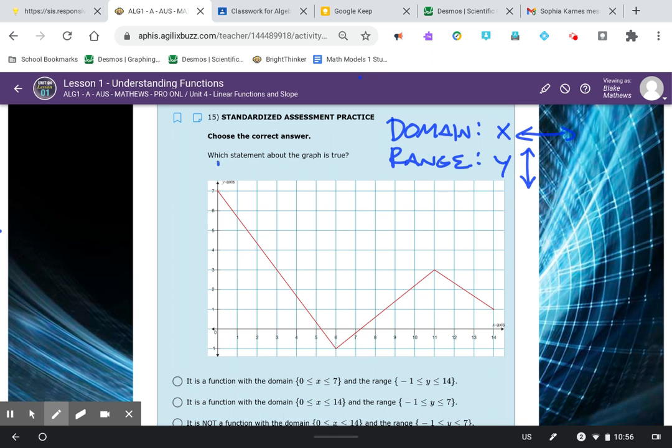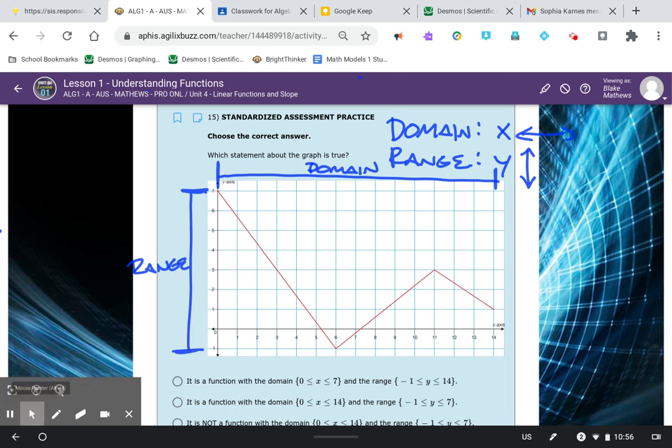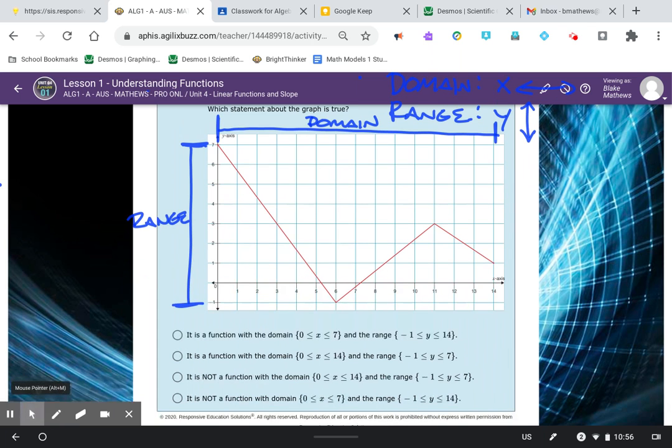So I see the graph starts here and stops here. So this is the domain. It goes from 0 to 14. And then when I look at the range, it goes up to 7 and it goes down to -1. So this is the domain, and this is the range. I see the domain goes from 0 to 14, and the range goes from -1 to 7.